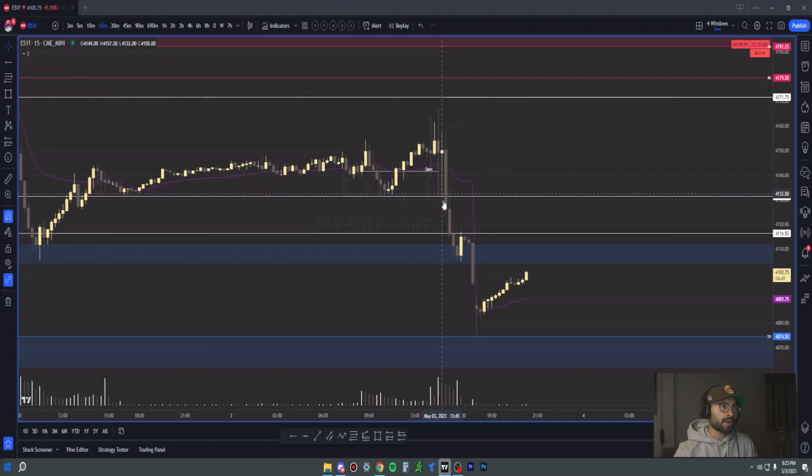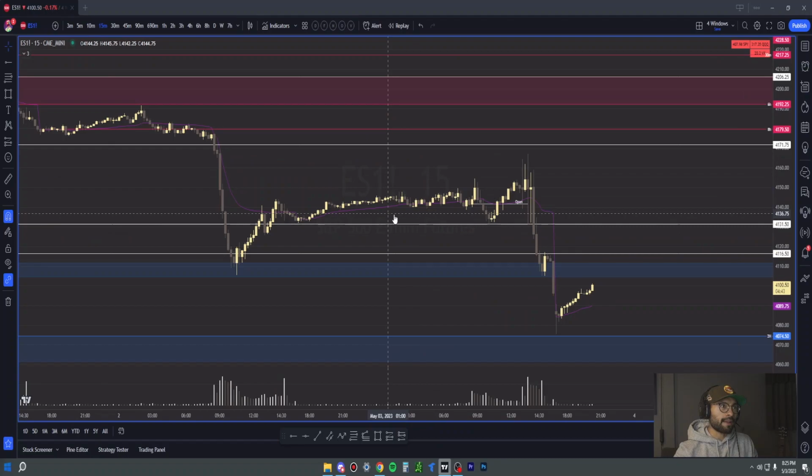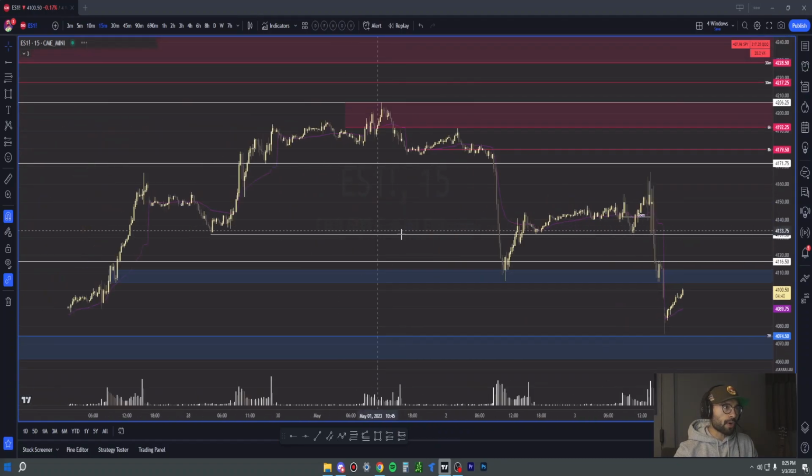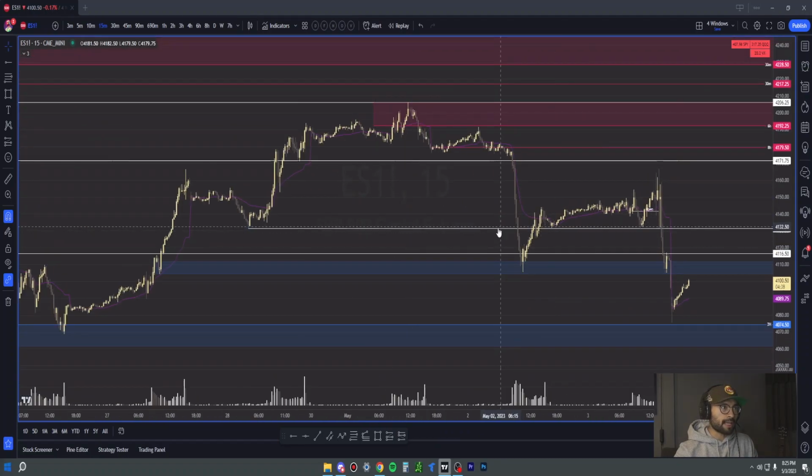But as soon as we cracked that level, we cracked below. You see this wick, you try to get up above it again, and we just died off. And so going into tomorrow, I'm still going to be watching that 4131.5 level. So just keep it on your charts if you don't have it.